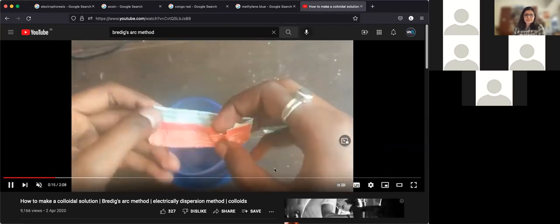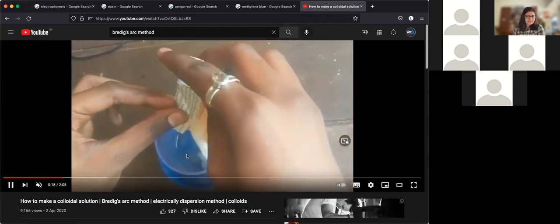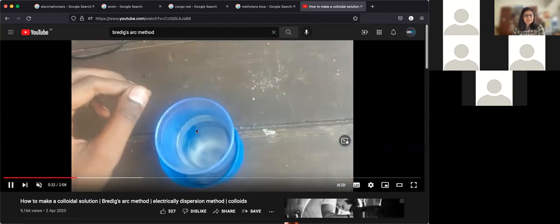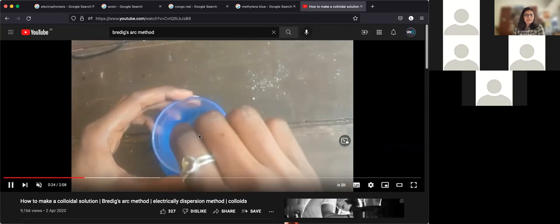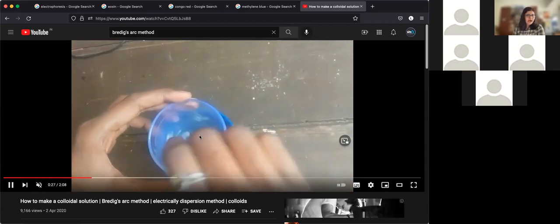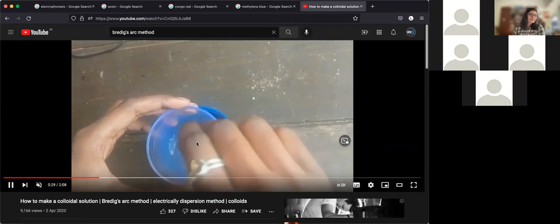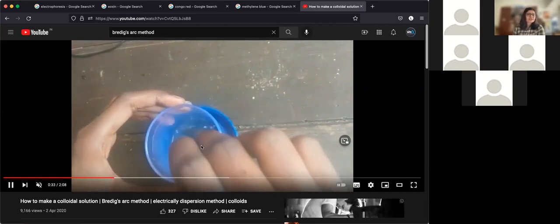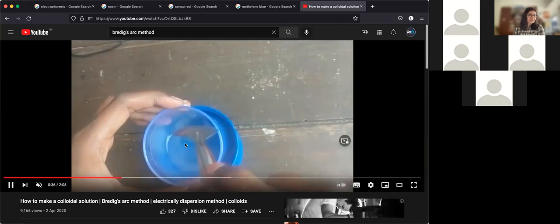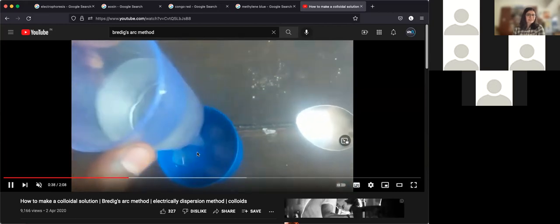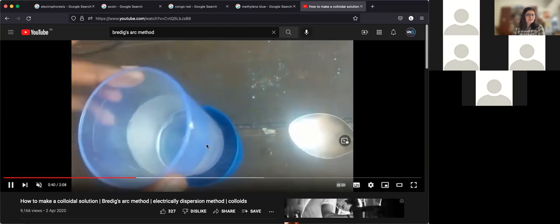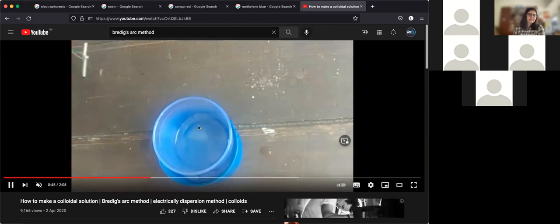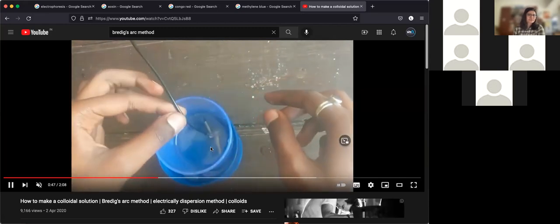So you can see, this is Bredig's arc method. You have a container with an ice bath, and then you create that electrolyte, and then you produce an arc between the electrodes, and that basically vaporizes the metal, and that causes dispersion of the metal throughout. And we're putting it in an ice bath because you want to condense that metal vapor back into the solid phase so that it's dispersed throughout.